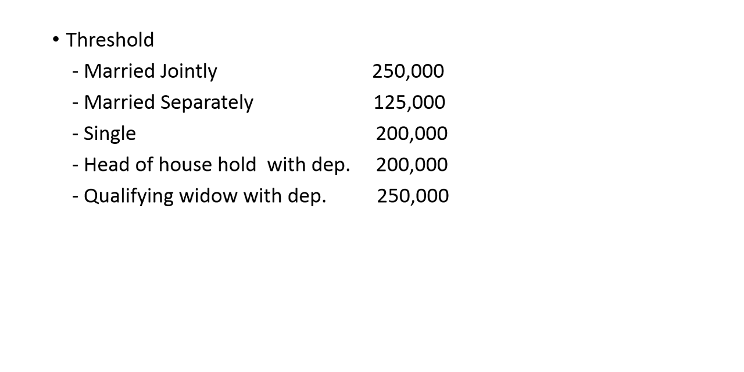Okay, the threshold level for NIIT, if married filing jointly, is 250,000. If married filing separately, it's half, 125,000. Single, 200,000. Head of household with dependent, 200,000. Qualifying widow with dependent, 250,000. Note that if you are married, you can't file as single. You have two options to file, either married filing jointly or married filing separately.